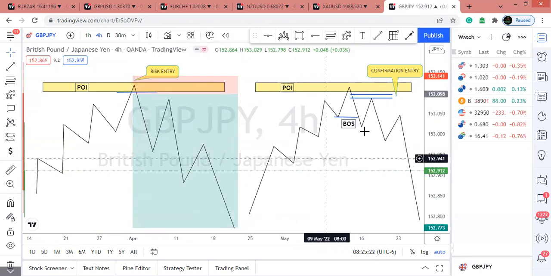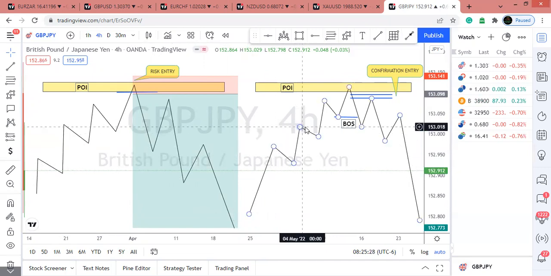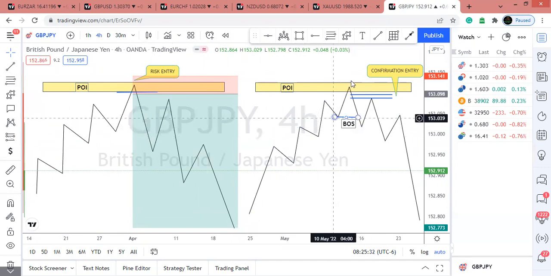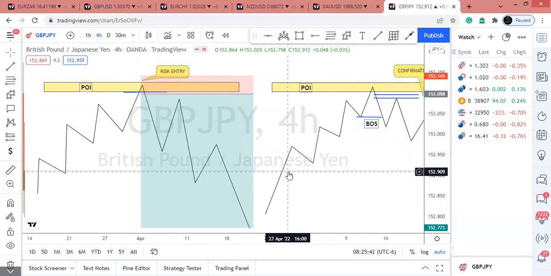But in the case of a confirmation entry, now the price is going on an uptrend, higher high, higher low, higher high, higher low, higher high, higher low. You wait for price to come into the POI. Then after price has successfully come into the POI, you have price in your POI, then what next are you waiting for?